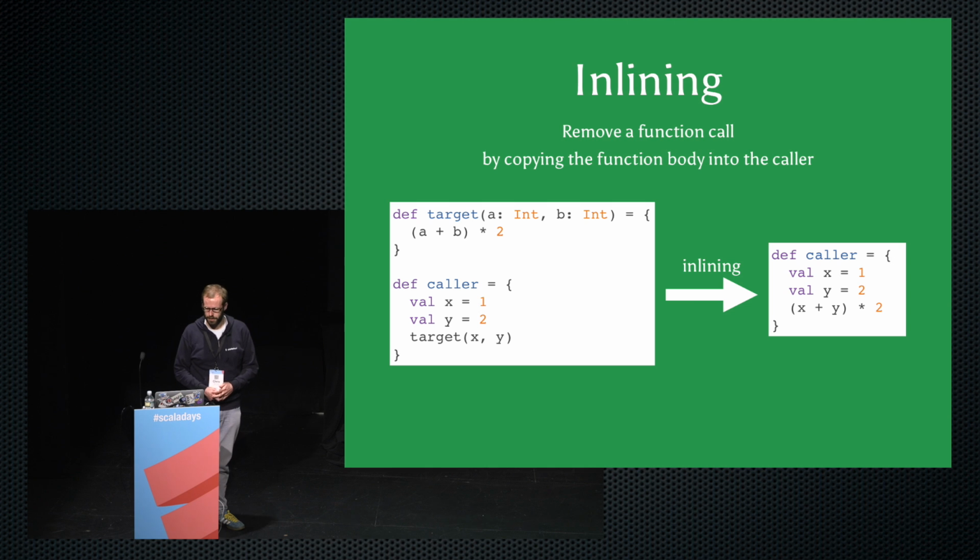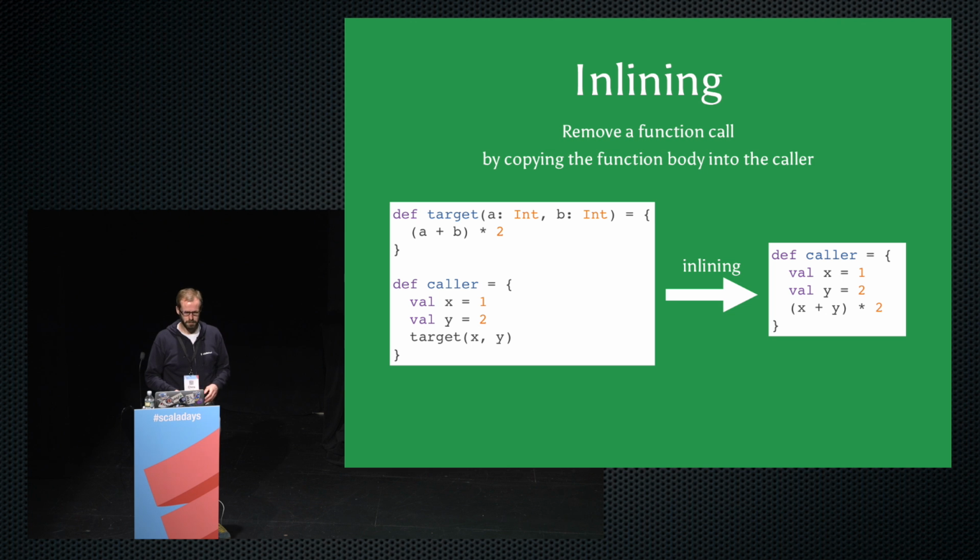So I have a quick example here. We've got a target function. This is the thing that we want to inline. And then we have another function that is calling it. And then after inlining, you can see that the function call has disappeared, and the body of the inlined function has been copied into the call site, with obviously the A and B being turned into X and Y.